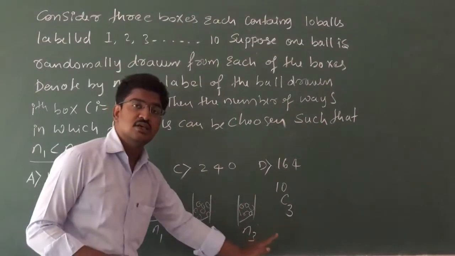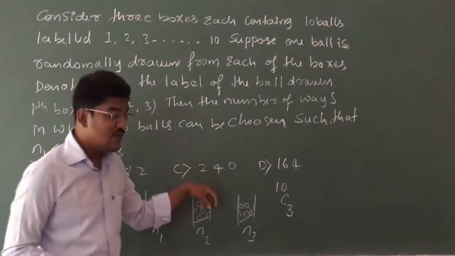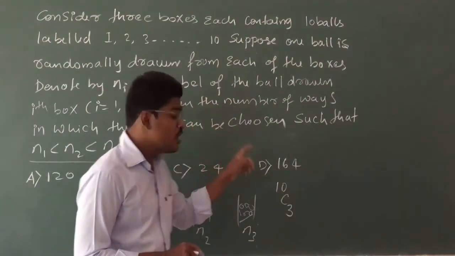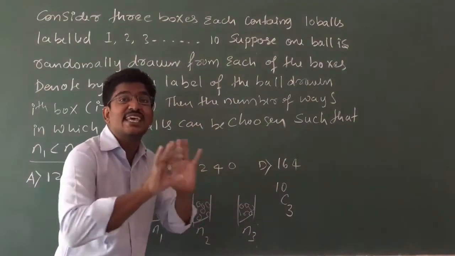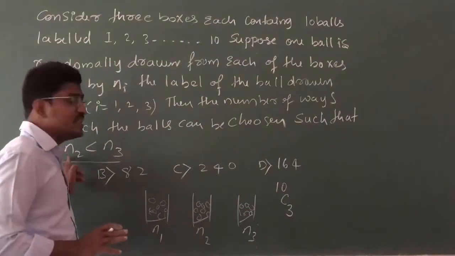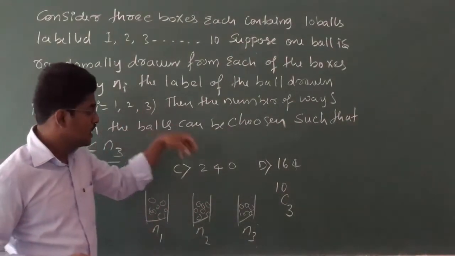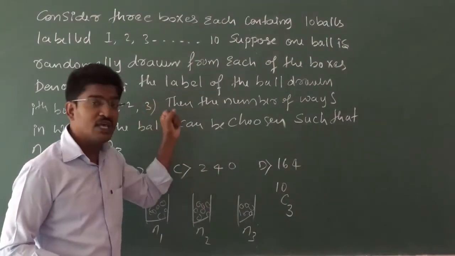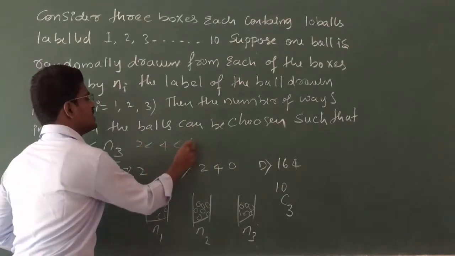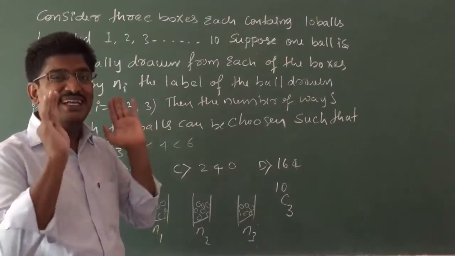Because 3 boxes, you will take 1 from this, 1 out of 10. You will take 1 out of this, 1 out of 10. You will take 1 out of this, 1 out of 10. All 3 balls must be distinct. The same labeled ball cannot be drawn. Are you getting my point? N1 lesser than N2 lesser than N3 means all the 3 balls must be distinct. If you take 2 from this, here you have to take 4. If you take 4 here you have to take 6. That means 2 is lesser than 4 is lesser than 6. Clear? All the balls must be distinct.